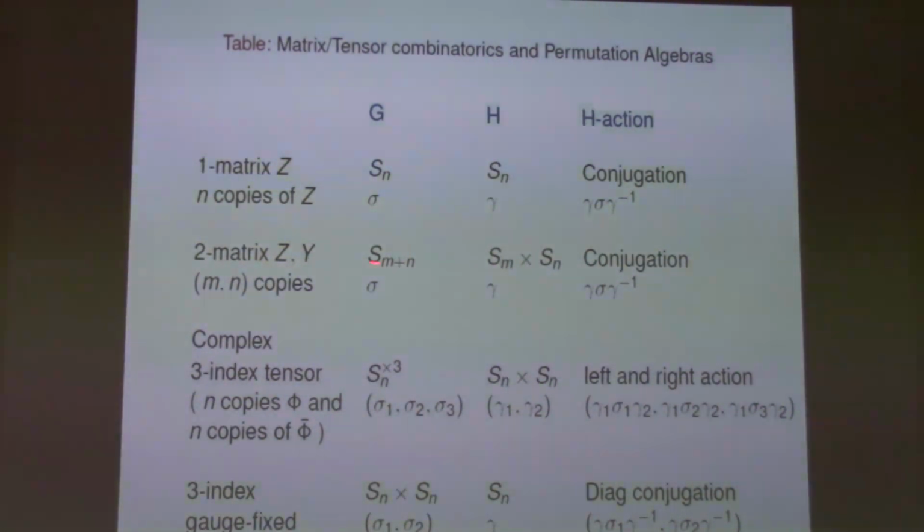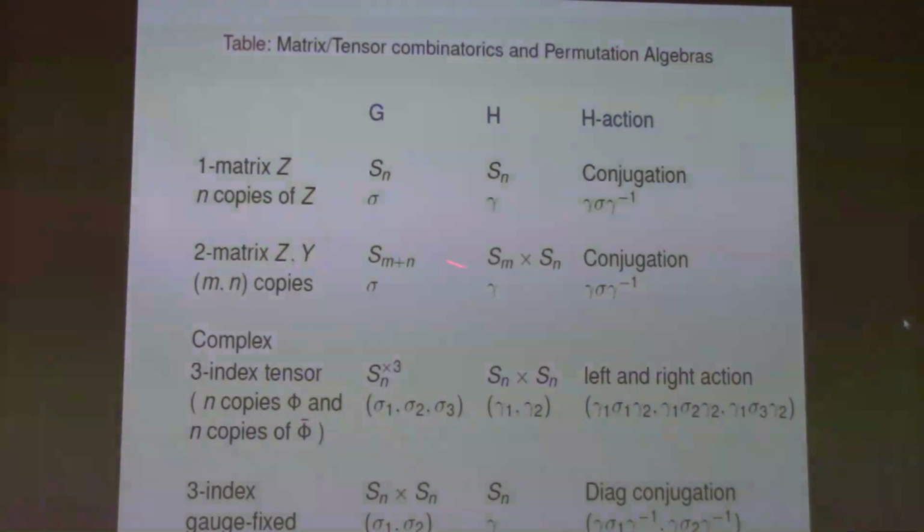So here's a little table. You have, for example, a one matrix problem. You're looking at functions of degree n, so involving n copies of Z. So this is a U(N) problem, and there is a discrete group, which is S_n, related to how many Z's you have, and there is a gauge symmetry. In this case, it's also given by S_n, and there is an action of this; in general, this will be a subgroup of this one, and this action is just conjugation that we just saw in detail.